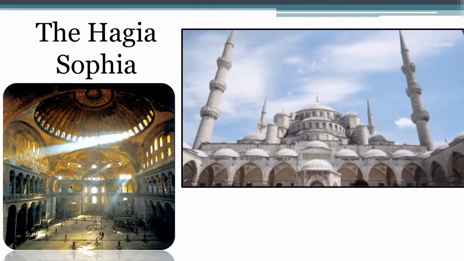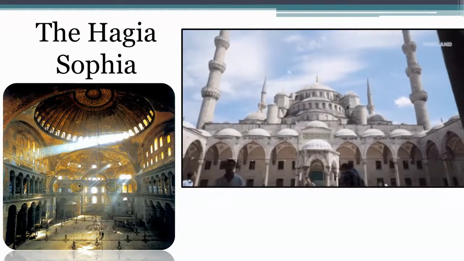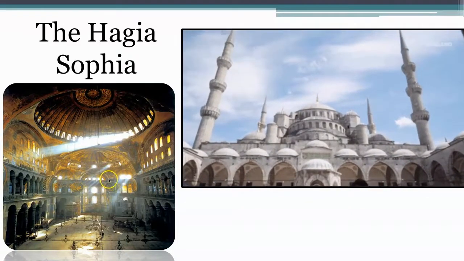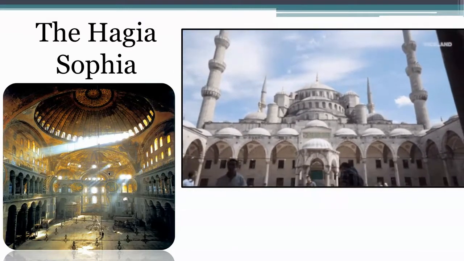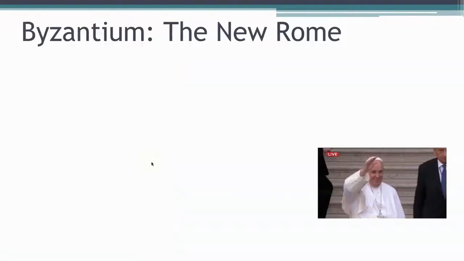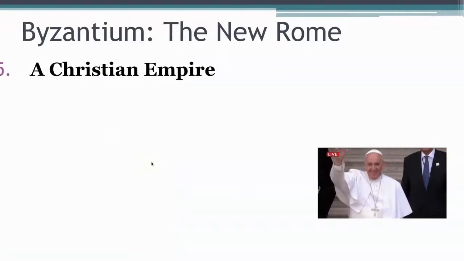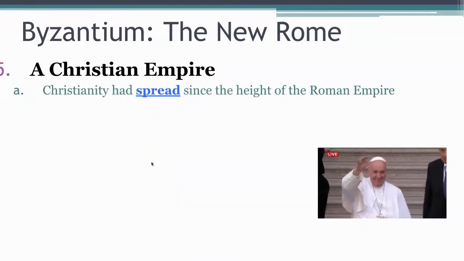And it is still there and able to be visited in modern-day Istanbul, which was once Constantinople. It has been featured in a couple of movies like Argo and, I want to say, Armageddon. So it's possible you've maybe seen it before. Now, this was a Christian empire. We know Christianity had spread since the height of the Roman Empire.